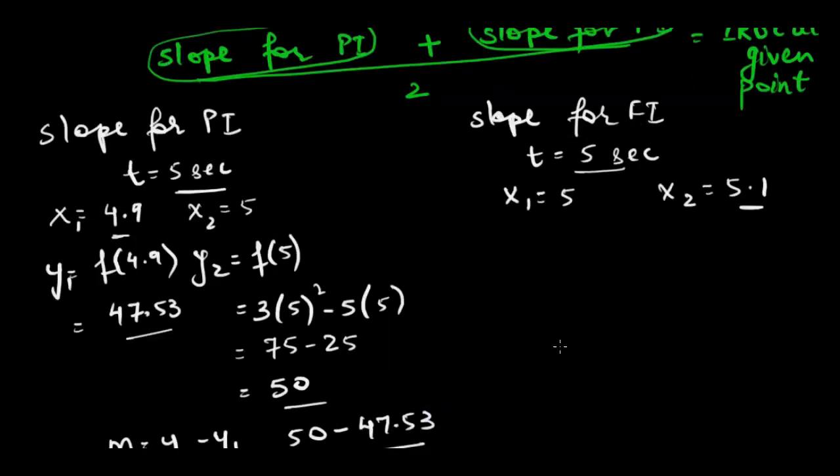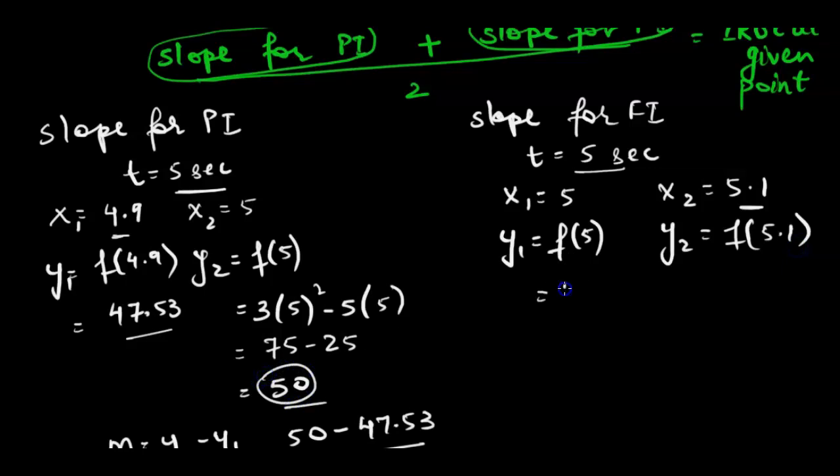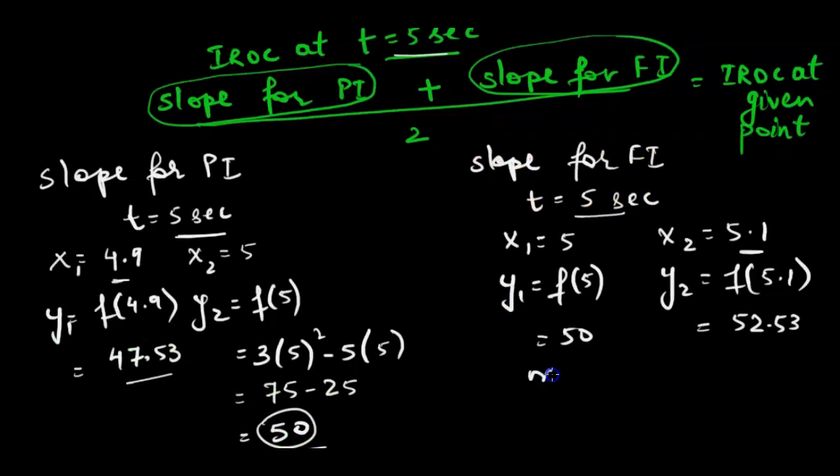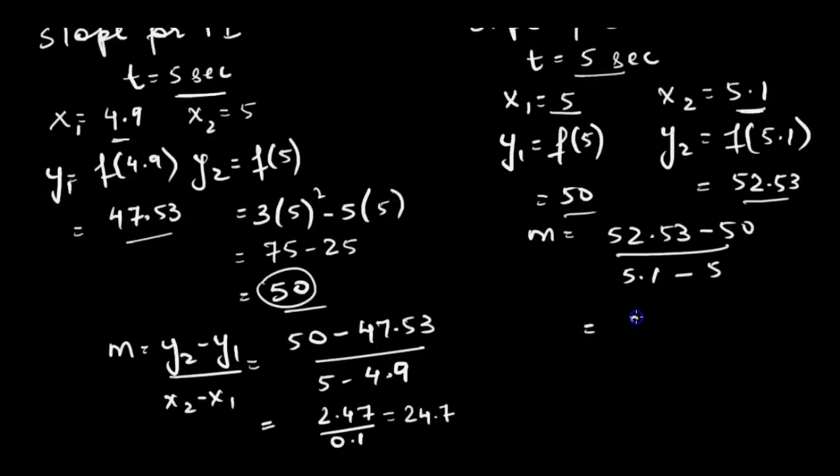Similarly, we can find the slope for following interval. So y1 is equal to f of 5, and here y2 is equal to f of 5.1. f of 5 we already found here was 50, we can use that. And f of 5.1 we found for centered interval work, and that was 52.53. Now to find the slope, we would do y2 minus y1, 52.53 minus 50 divided by x2 minus x1, and that would give us 2.53 divided by 0.1, which is equal to 25.3.